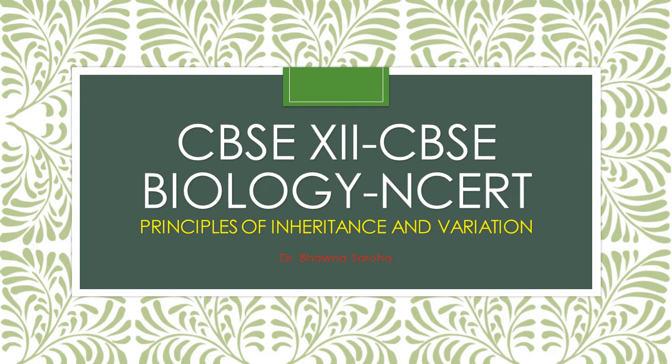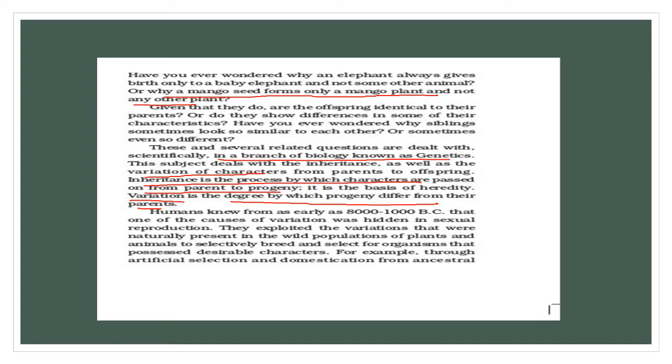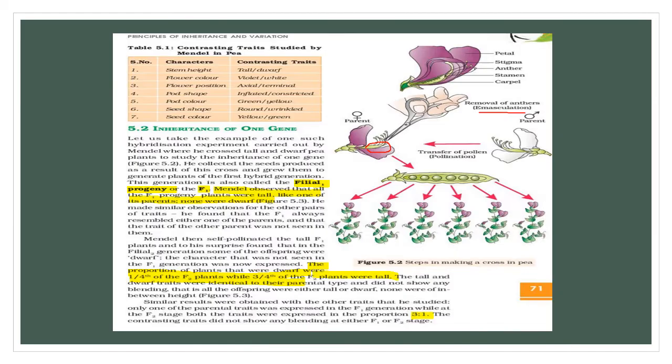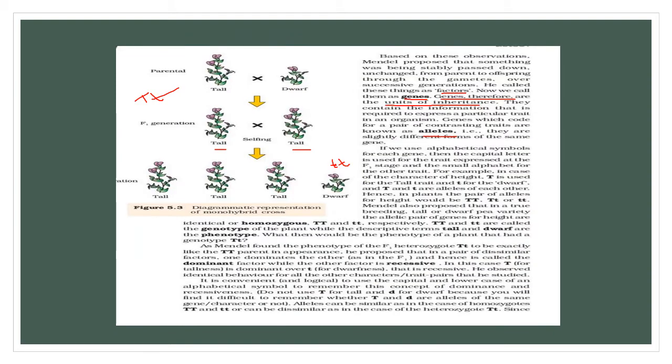Today we will start with the NCERT, the definition and important words of principles of inheritance and variation. Now we will also learn how to read from the book and to get the terminology out of it. This is the first para. Over here we will talk, in this slide, about Mendel and how he came to his conclusions.